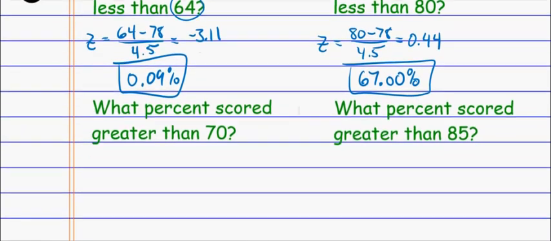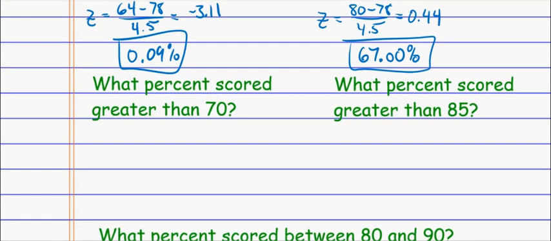The next one, same kind of thing. Now be careful this time. It says what percent of scores are greater than 70. Once again, I'm still going to convert that 70 to a z-score. So I do 70 minus the mean divided by the standard deviation. Again, I just plug that into my calculator. So I get negative 1.78. And now I look that up on my z-chart.